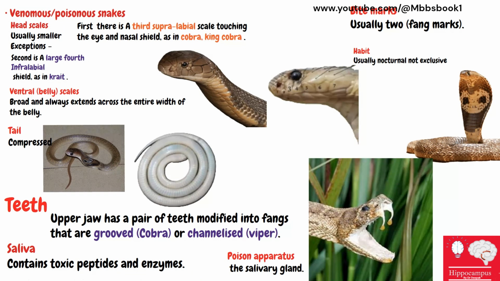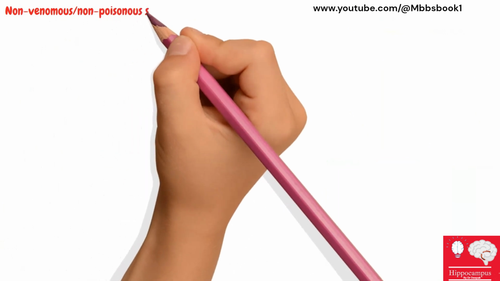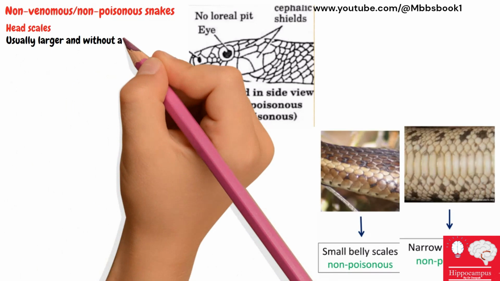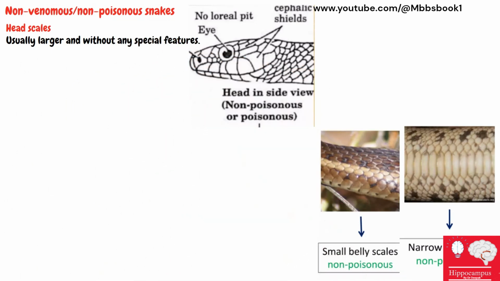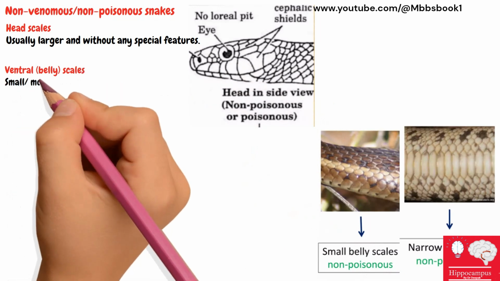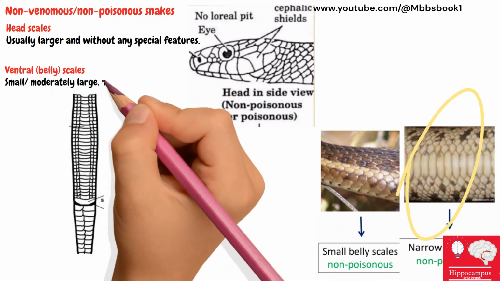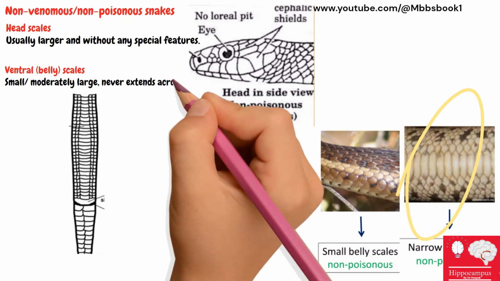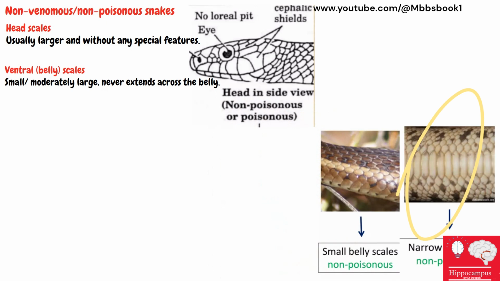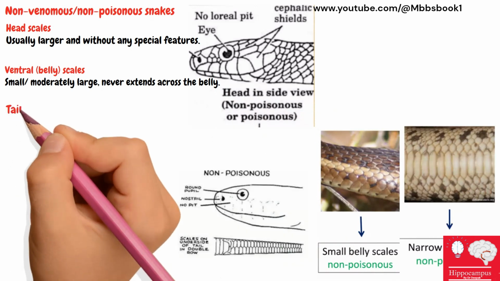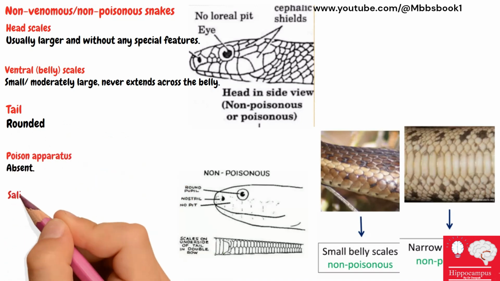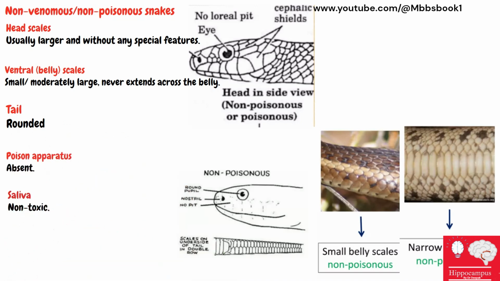Now come to the non-poisonous snake. Head scales of the non-venomous snake are usually larger and without any specific features. Come to the ventral belly scale. These are small or moderately large, but they never extend to the entire width of the belly, as they do in a poisonous snake. The tail of the non-venomous snake is rounded. There is no poison apparatus, or their saliva is non-toxic.